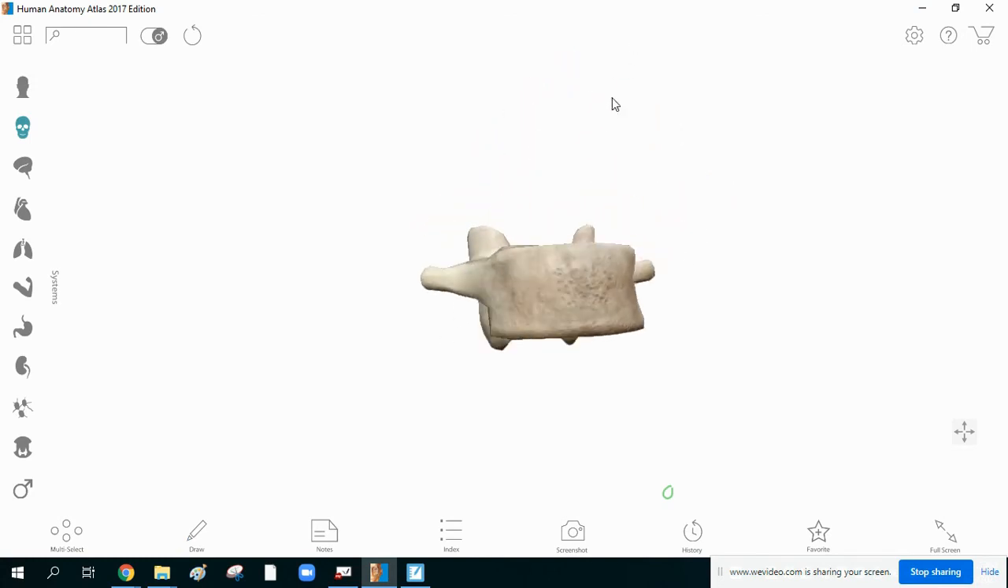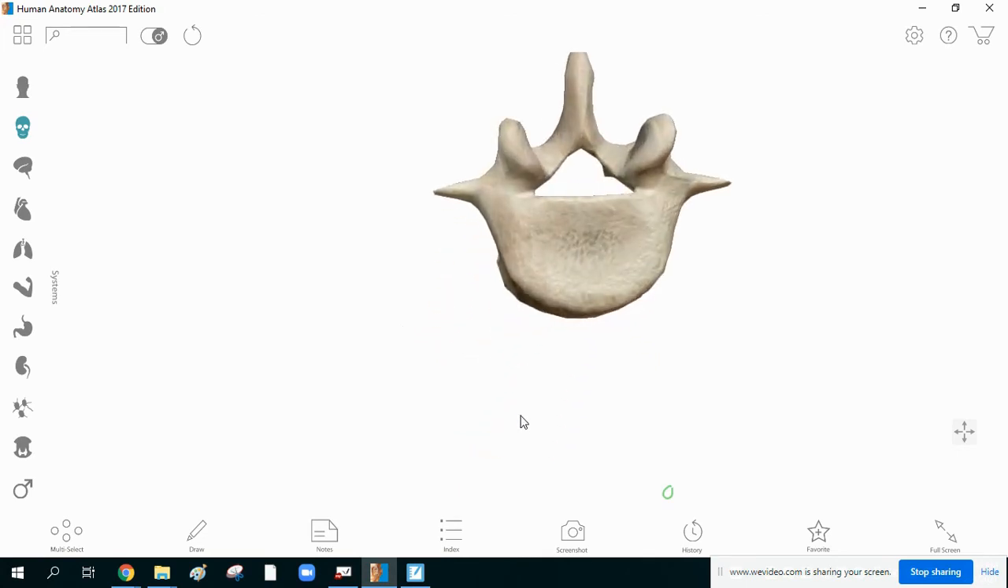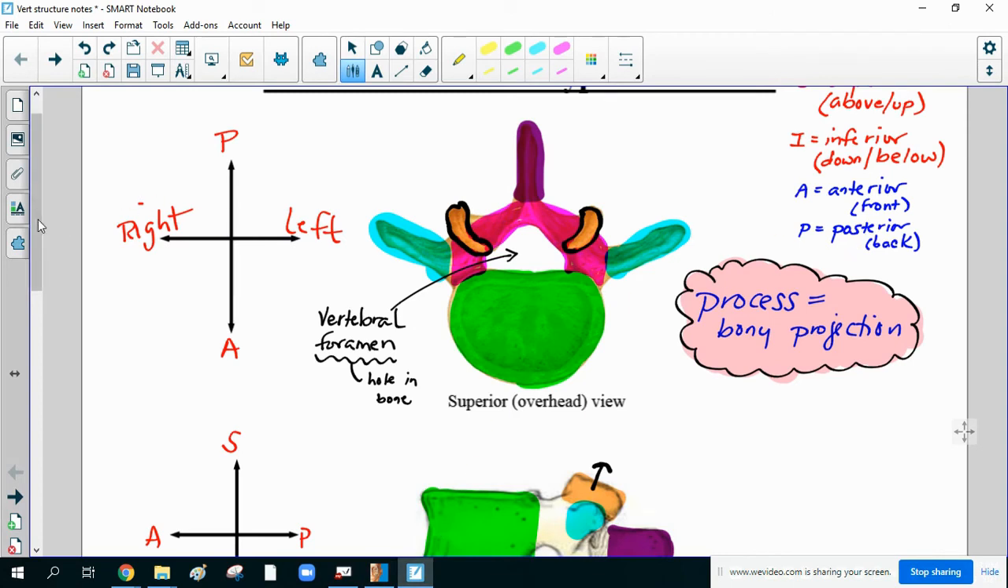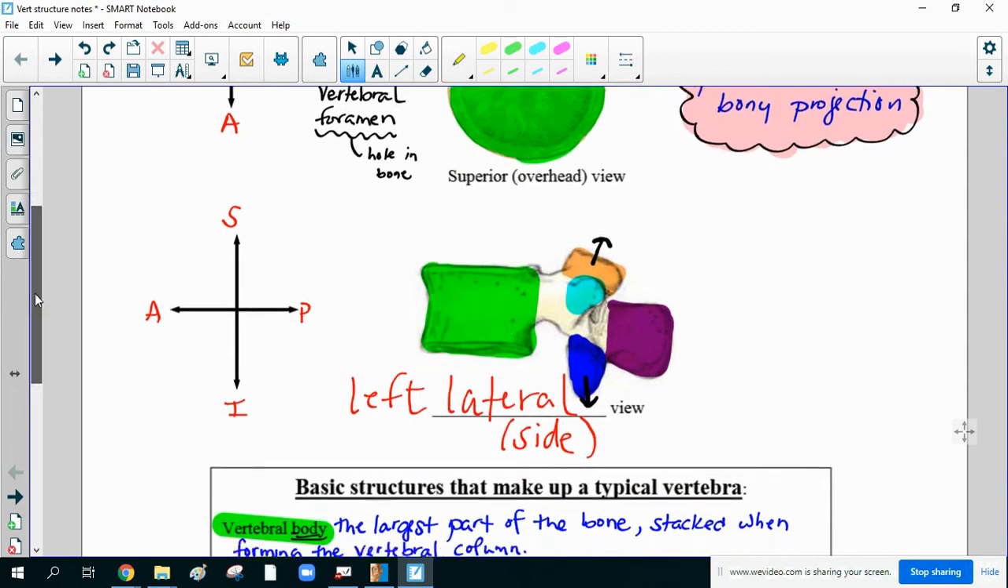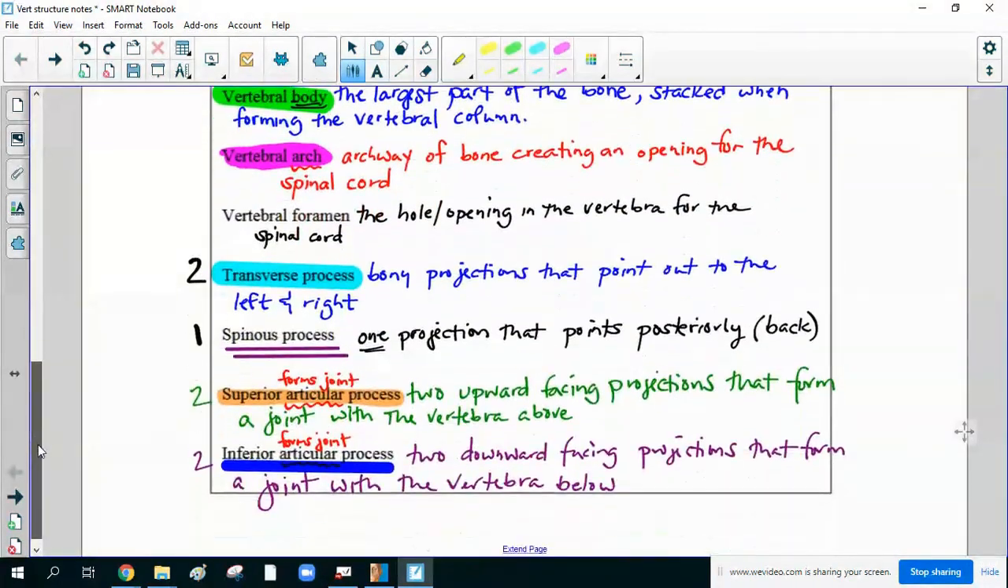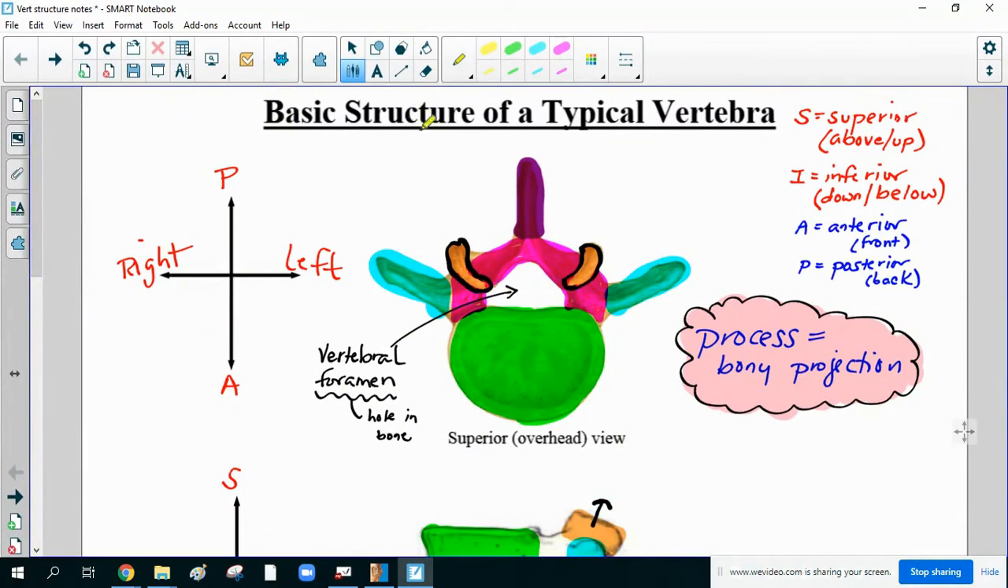You will never get an inferior view, by the way. Nobody ever shows the bone from underneath. They don't do that. So the only way we're going to see that inferior articular process is from a side view. Okay, there you have it, the components or structure of a typical vertebra.